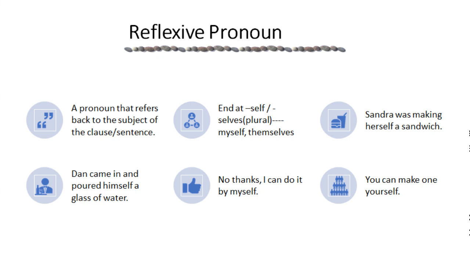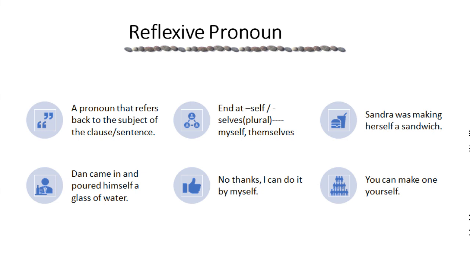Dan came in and poured himself a glass of water. Poured himself refers to Dan, it refers back to the subject. So this is a reflexive pronoun. No thanks, I can do it by myself. Myself refers to I. So for I, the reflexive pronoun is myself.